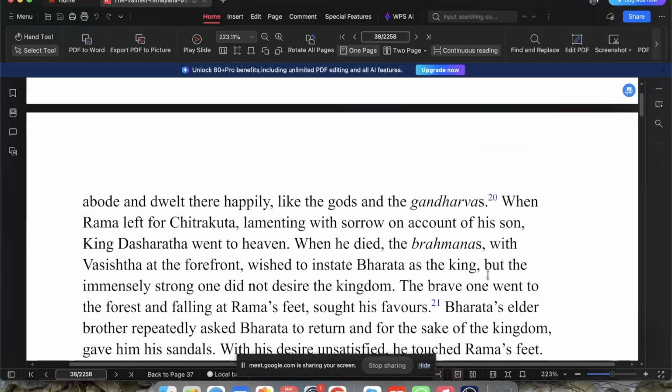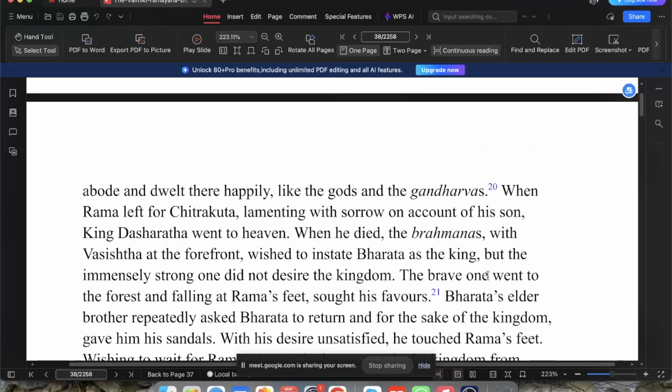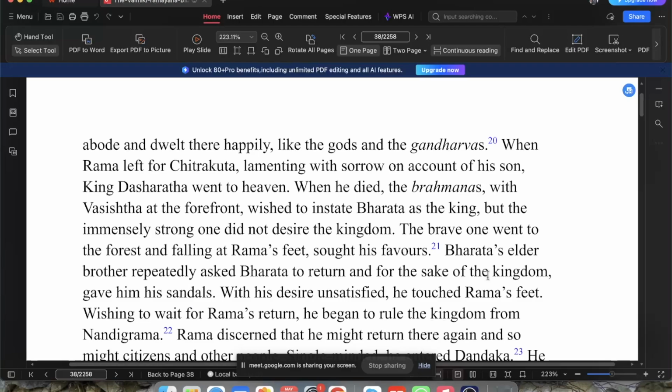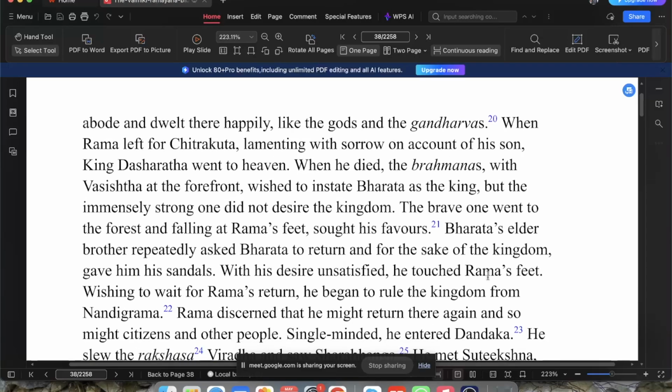When Rama left for Chitrakuta, lamenting with sorrow on account of his son, King Dasharatha went to heaven. When he died, the Brahmanas, with Vasishta at the forefront, wished to instate Bharata as the king, but the immensely strong one did not desire the kingdom. The brave one went to the forest and, falling at Rama's feet, sought his favors.